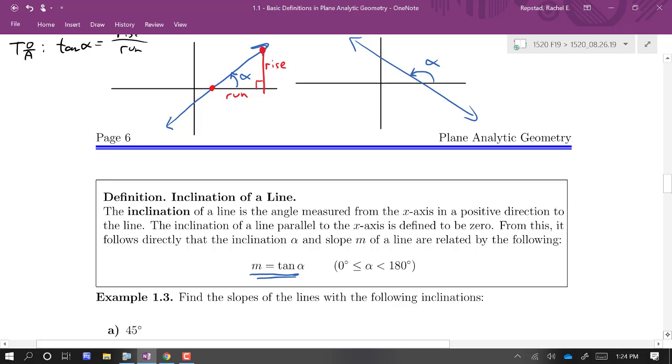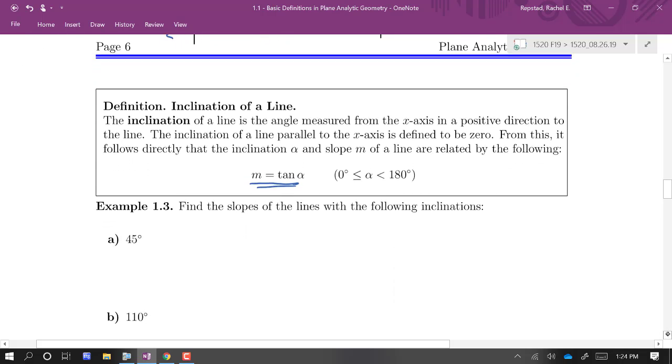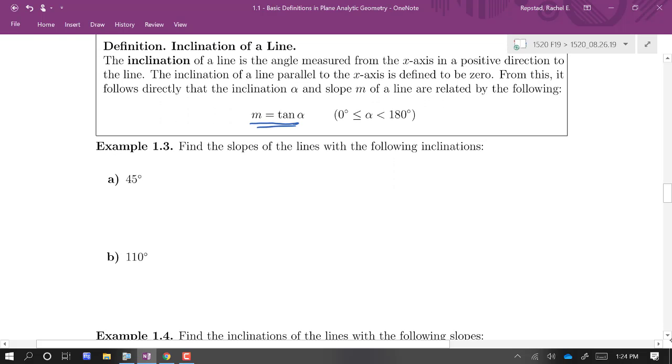So let's find, in example 1.3, they give us some inclinations. We're going to find the slope. This direction is really straightforward. I'm just going to plug the angle into the calculator and see what it gives me. So here, m is tan of 45 degrees. If you plug that into the calculator, you'll get positive 1.